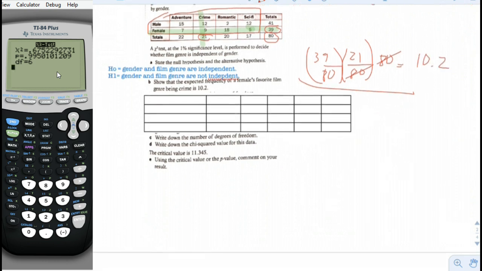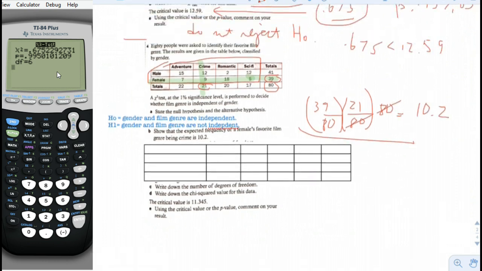Write down the number of degrees of freedom. Okay, since this was a 2 by 4 matrix, the degrees of freedom are 1 by 3, which is 3. Okay, write down the chi-squared value for this data. Okay, so now we need to put it in the calculator.